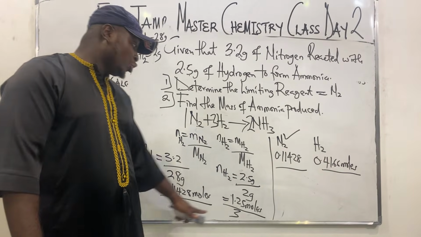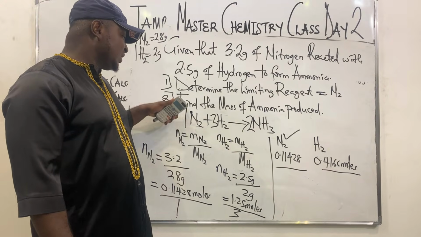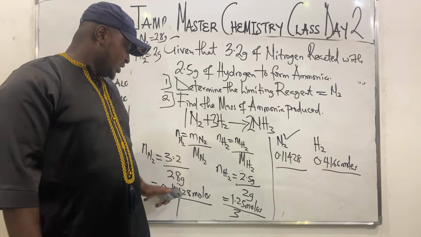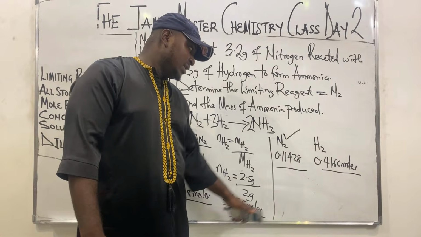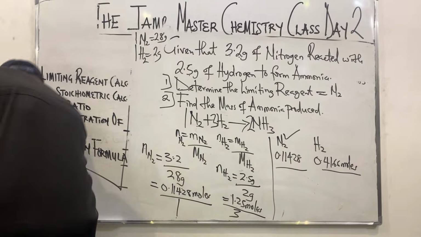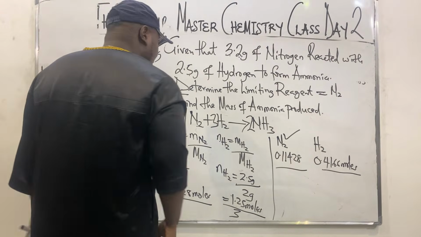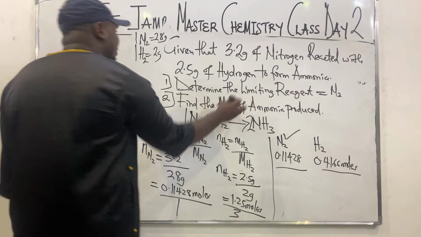Now divide by the stoichiometric coefficient. What is the stoichiometric coefficient? The number in front of the element. This is 1 nitrogen, 3 hydrogen. Divide this by 1, divide this by 3. The one that produces the least value becomes the limiting reagent. Please, let's not stretch this too much. It is very, very straightforward. Class, that's the limiting reagent for you. Now, they also ask us to find the mass of ammonia produced.